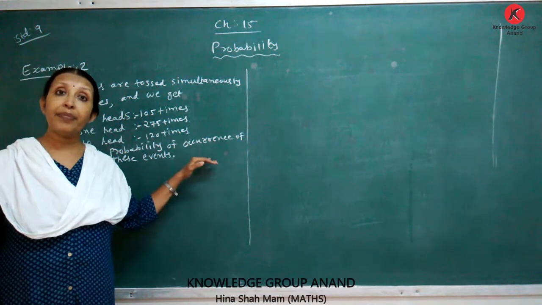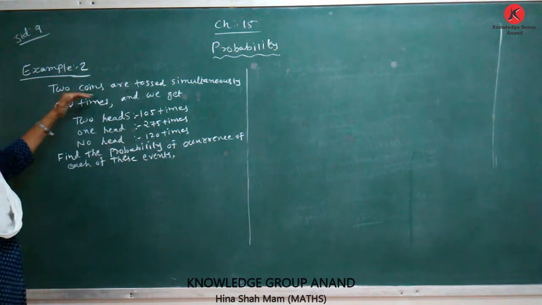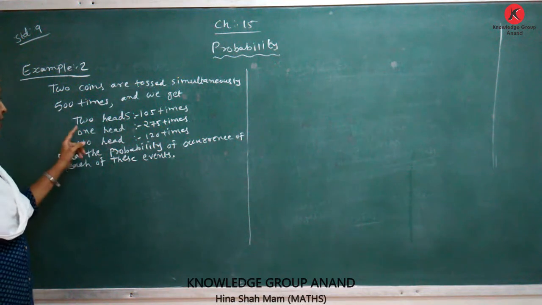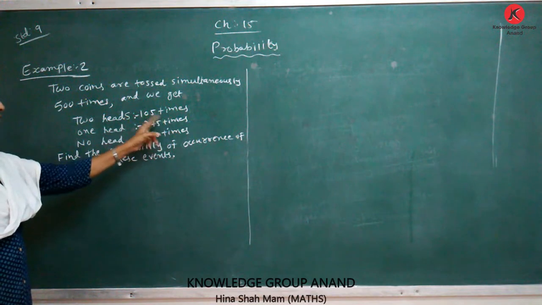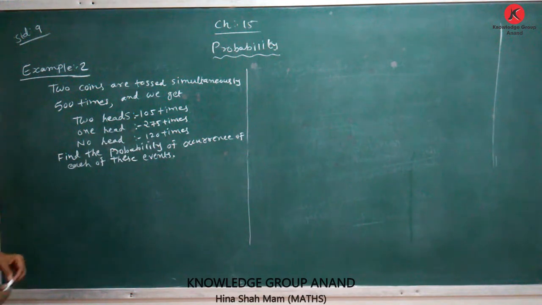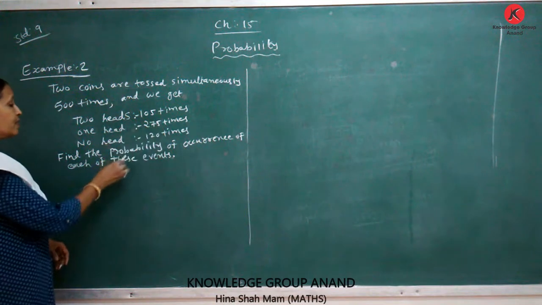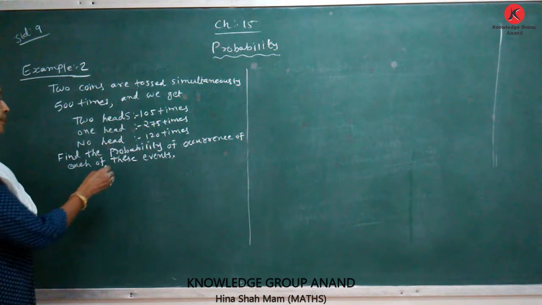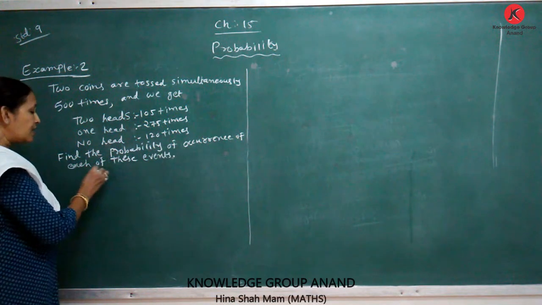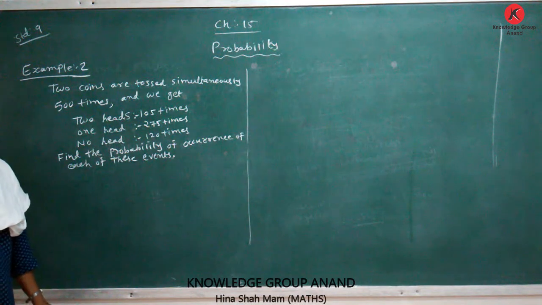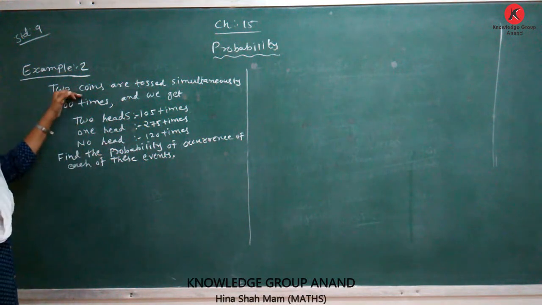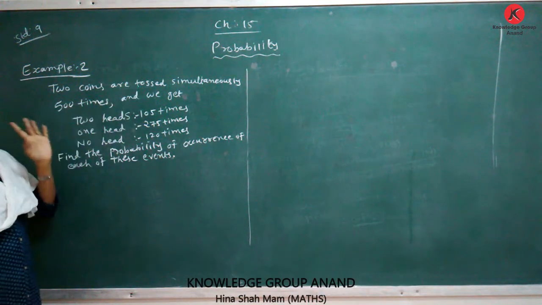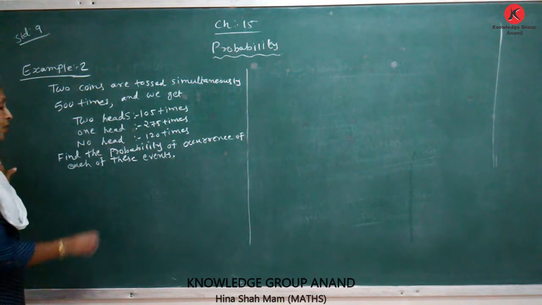Here is example number 2. 2 coins are tossed simultaneously 500 times. We get 2 heads 105 times, 1 head 275 times, and no head 120 times. Find the probability of occurrence of each of these events. Here we toss 2 coins, how many times? 500 times. Total 500 times.